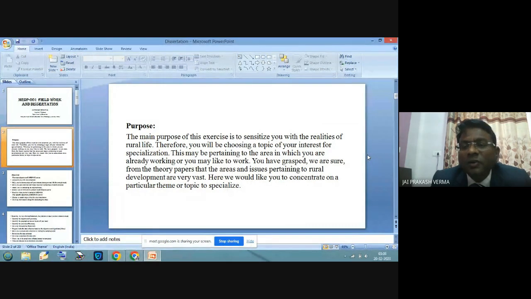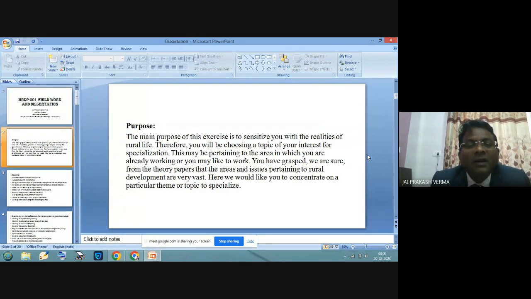Choose a topic for your interest, for specialization, and if you want to do better work in your dissertation, it needs knowledge of some tools, some specialization, some soft skills. We will discuss SPSS, Statistical Package for the Social Sciences, a very important software for calculating data. This may pertain to the area in which you are already working, but the topic must belong to your syllabus, to your content.